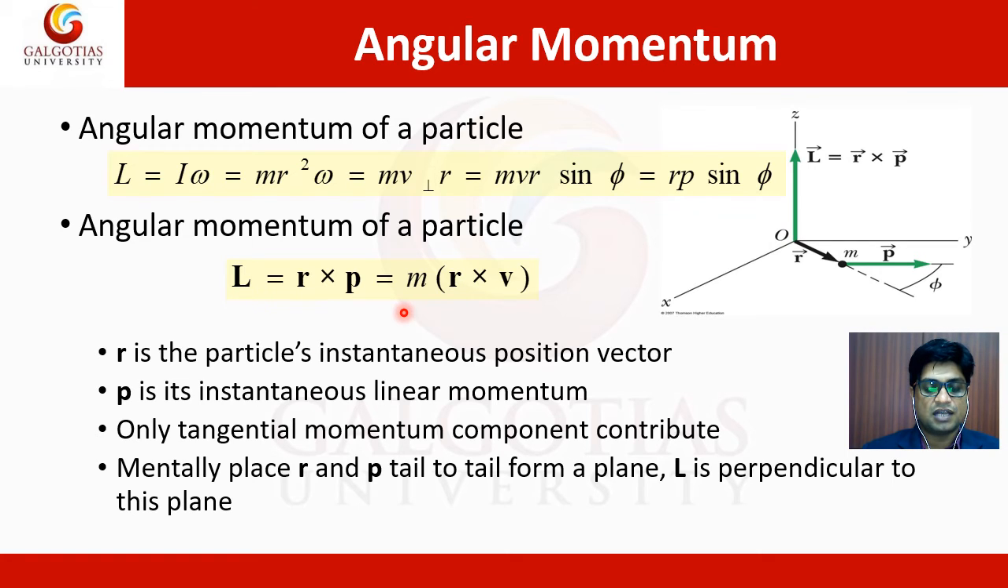Otherwise, we can also write it as m into r cross v. So r is the particle's instantaneous position vector, and p is the instantaneous linear momentum. Only the tangential momentum component contributes. So we can say that angular momentum can be written in this way also.